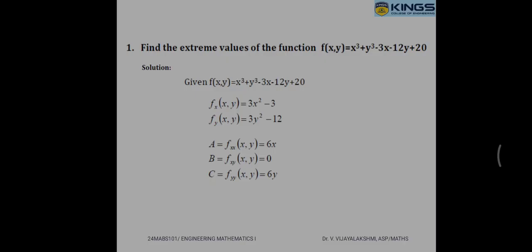And c is equal to fyy. So fyy means the differential of fy with respect to y. The differential of y square is 2y, so we multiply by 3 and get 6y minus 12. 12 is a constant, so its differential value is 0. So fyy is 6y.